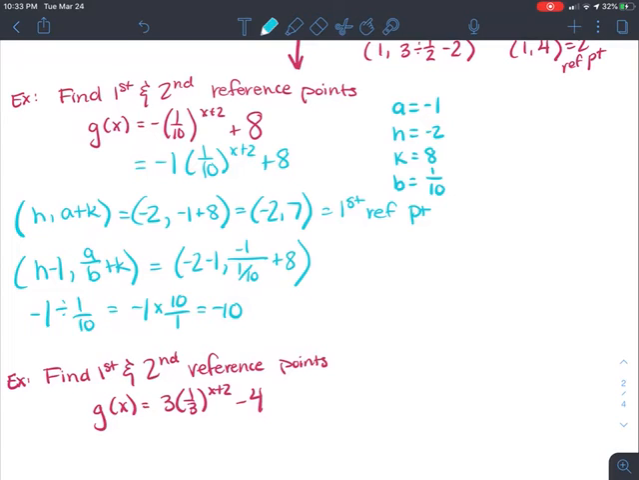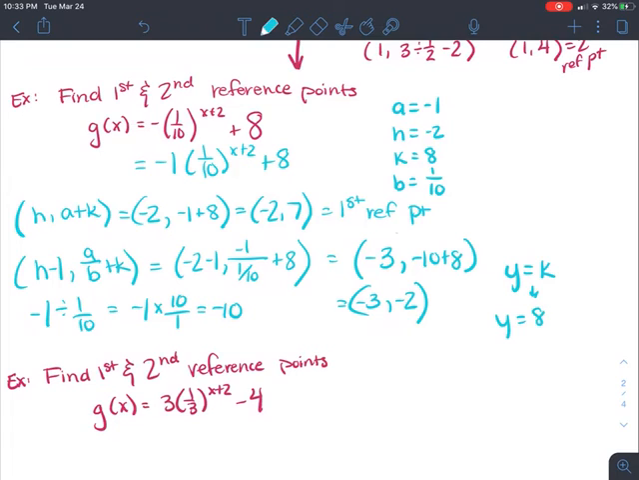So I'll plug the negative 10 in. Negative 2 minus 1 becomes negative 3. Negative 10 plus 8 becomes negative 2. So that's my second reference point, (negative 3, negative 2). And what is my asymptote? My asymptote is y equals k, so this becomes y equals 8. These are my answers for the second example.